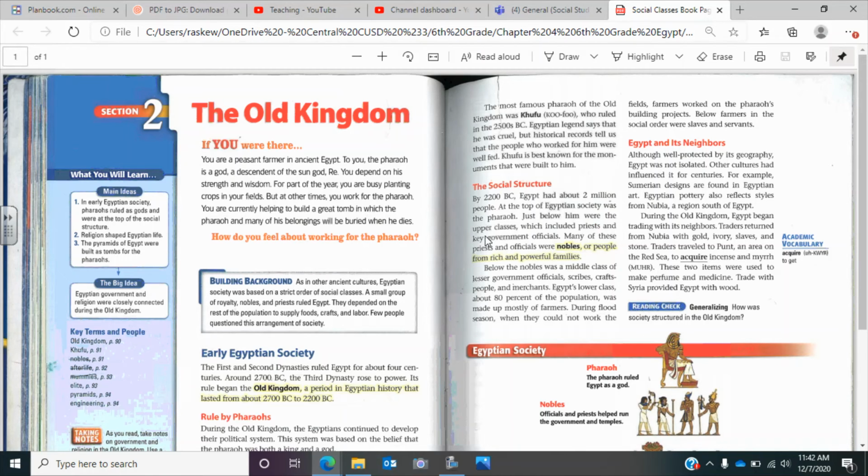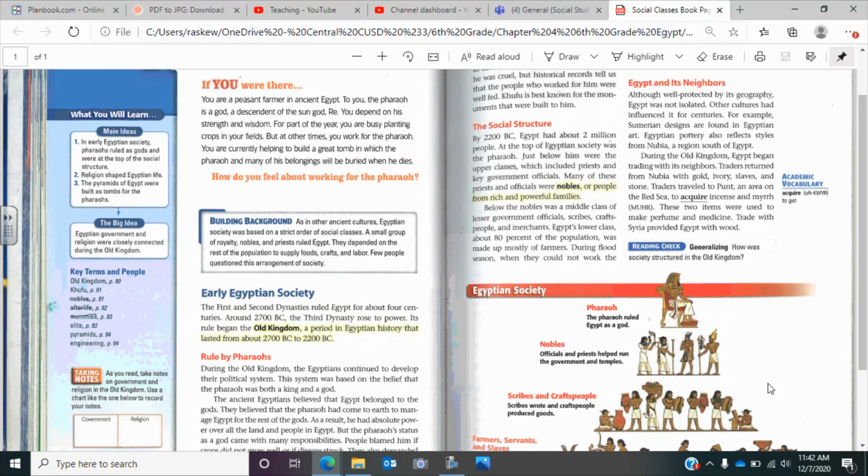Just below him were the upper classes, which included the priests, the people who carried out the religious ceremonies, and then those key government officials. Many of these priests and officials were nobles, or people from rich and powerful families. So the people who had money and lots of power were the ones who got the most sought after high jobs in the social hierarchy, the most well-paying jobs as well. So our upper class, we're looking at the pharaoh, the key government officials, the priests. Those were the ones who made up the upper class.